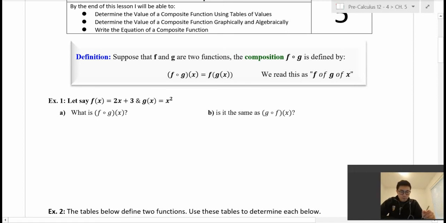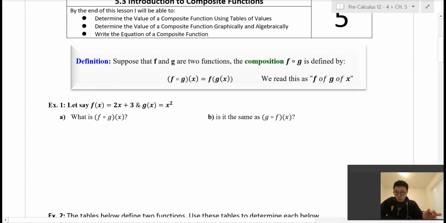All right, welcome back to the second lesson in Unit 5. We are going to be looking at composite functions today. Before we do, let's talk about what we did last time. We were combining functions last time, and that means we were adding, subtracting, multiplying, and dividing functions, right?